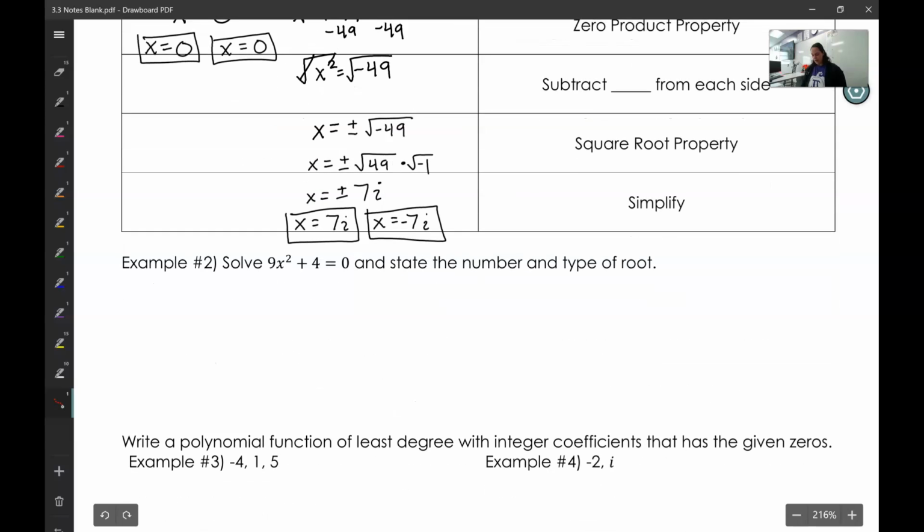So if I look at example number 2, I'm not going to make you solve this one. I just want you to show how many solutions it should have. Well, I look at the biggest degree, which is 2. So that means this should have 2 roots, or zeros, or solutions. You can use any of those words. Should have 2 of them.